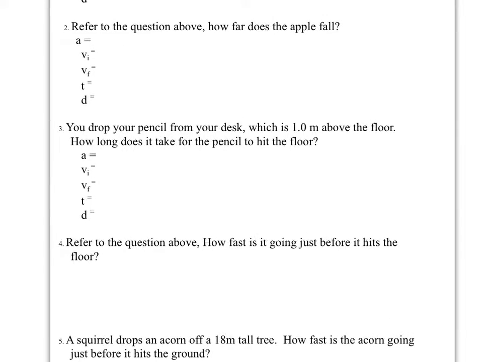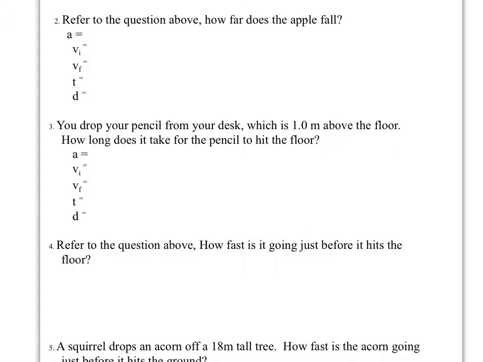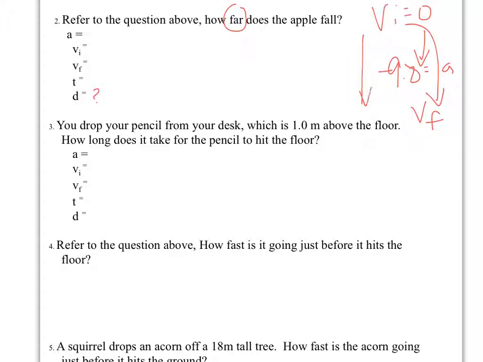So for our next problem, we're going to refer to that same question above, and we're going to determine how far the apple falls. Far refers to the displacement or the distance. So we still have all that same information. Our initial velocity is 0. Gravity is the thing that's pulling me down. Our final velocity would occur at the very end, and then it's taking us 1.5 seconds to make that happen.